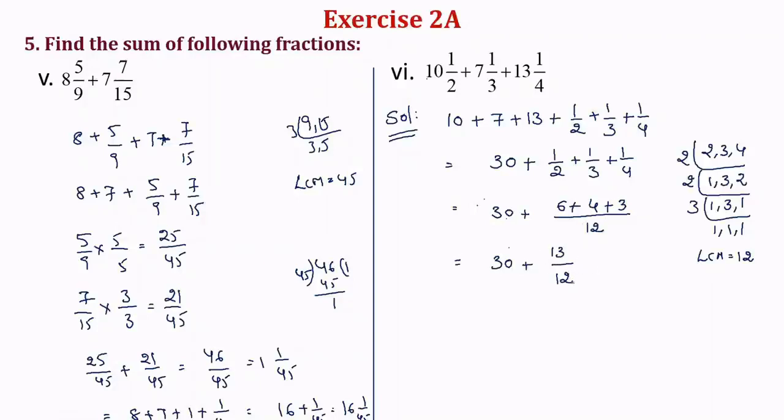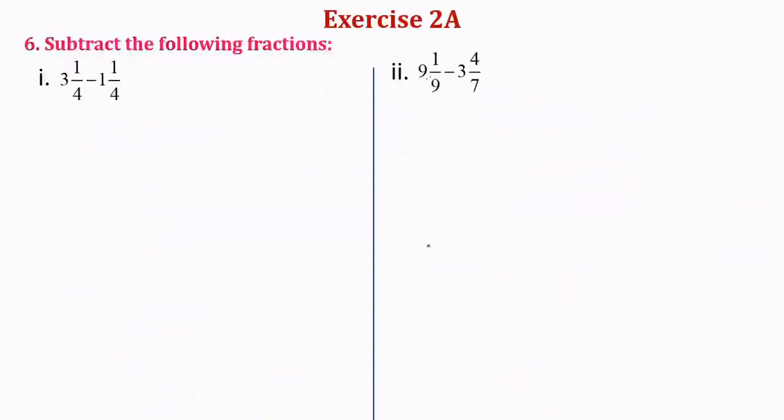Now you can again observe here, this is the improper fraction. Now you have to convert it as the mixed fraction by dividing this. So 12 ones are 12 here, remainder is 1. So 1 by 12 is the mixed fraction of 13 by 12. So now you can write it as 30 plus 1 plus 1 by 12, and add these two numbers, which is 31 1 by 12. So next, 6th line, subtract the following fractions.